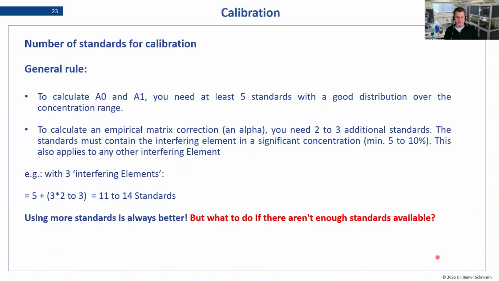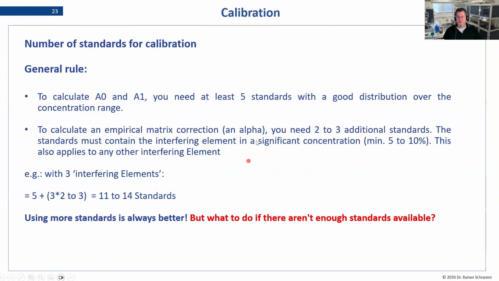But there is, of course, a limitation. In order to do that, we need a lot of samples. The rule of thumb is that in normal calibrations, without corrections, when we only use A0 and A1, the slope and intercept of our curve, we need at least 5 standards. I would say 3 is the absolute minimum if you don't have anything more available, but 5 is a good number with a good distribution. And that gives you a reliable curve.